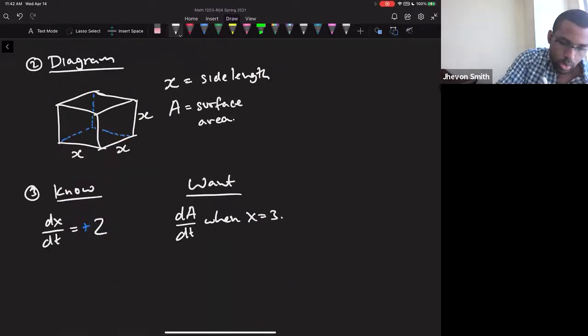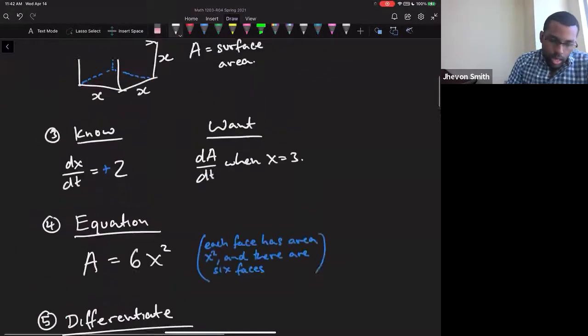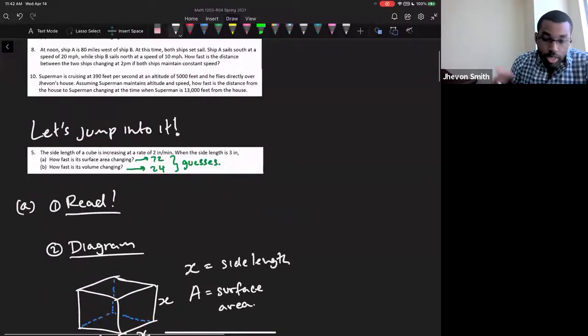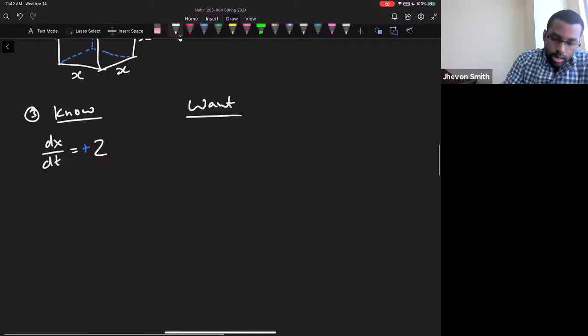So instead of surface area, I'm now going to measure volume. We have the same given information, except now we want something different. We want to know how fast the volume is changing at this point. So we want dV/dt when x equals 3.